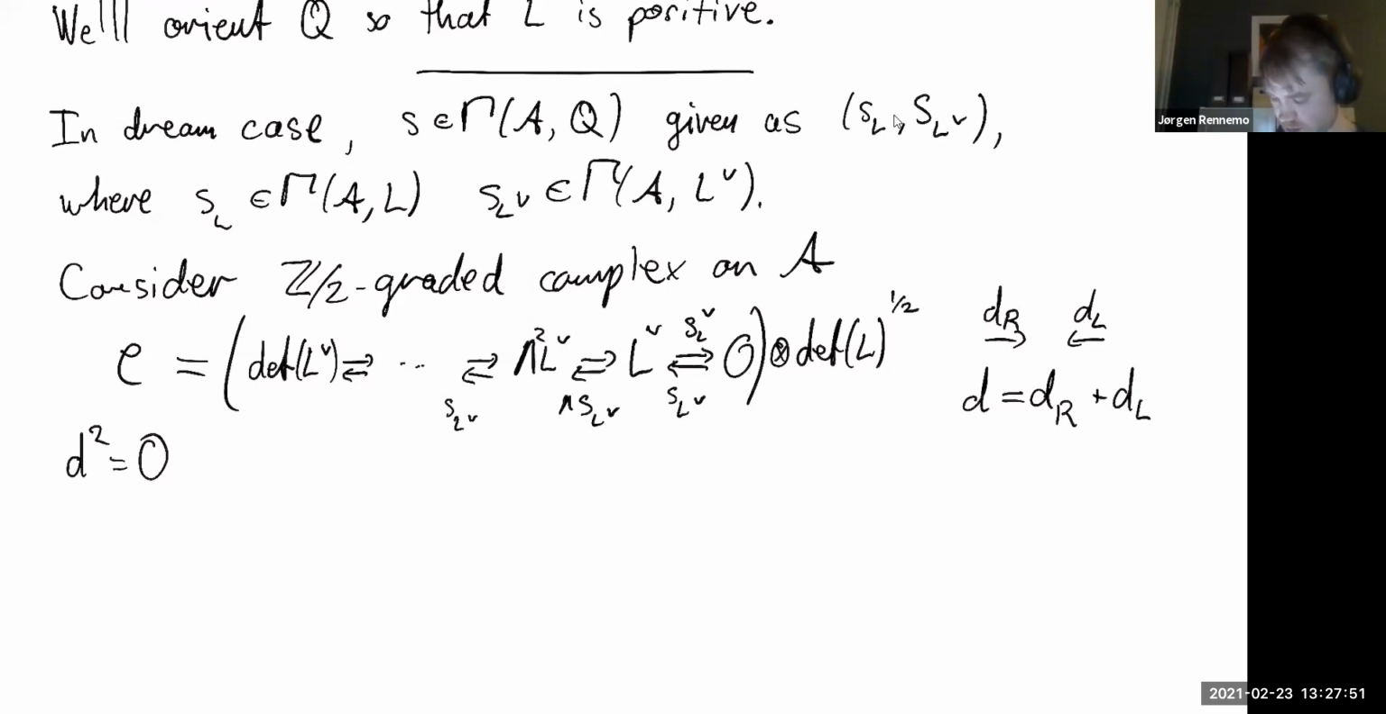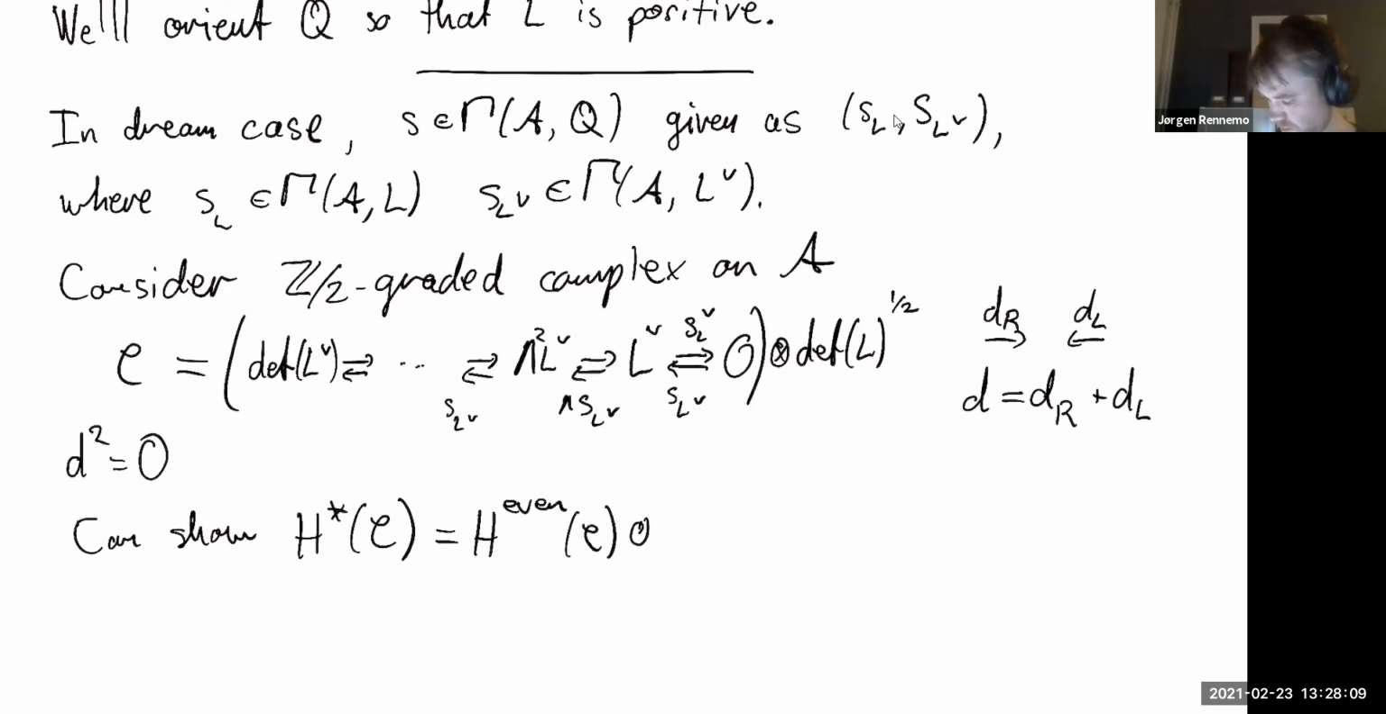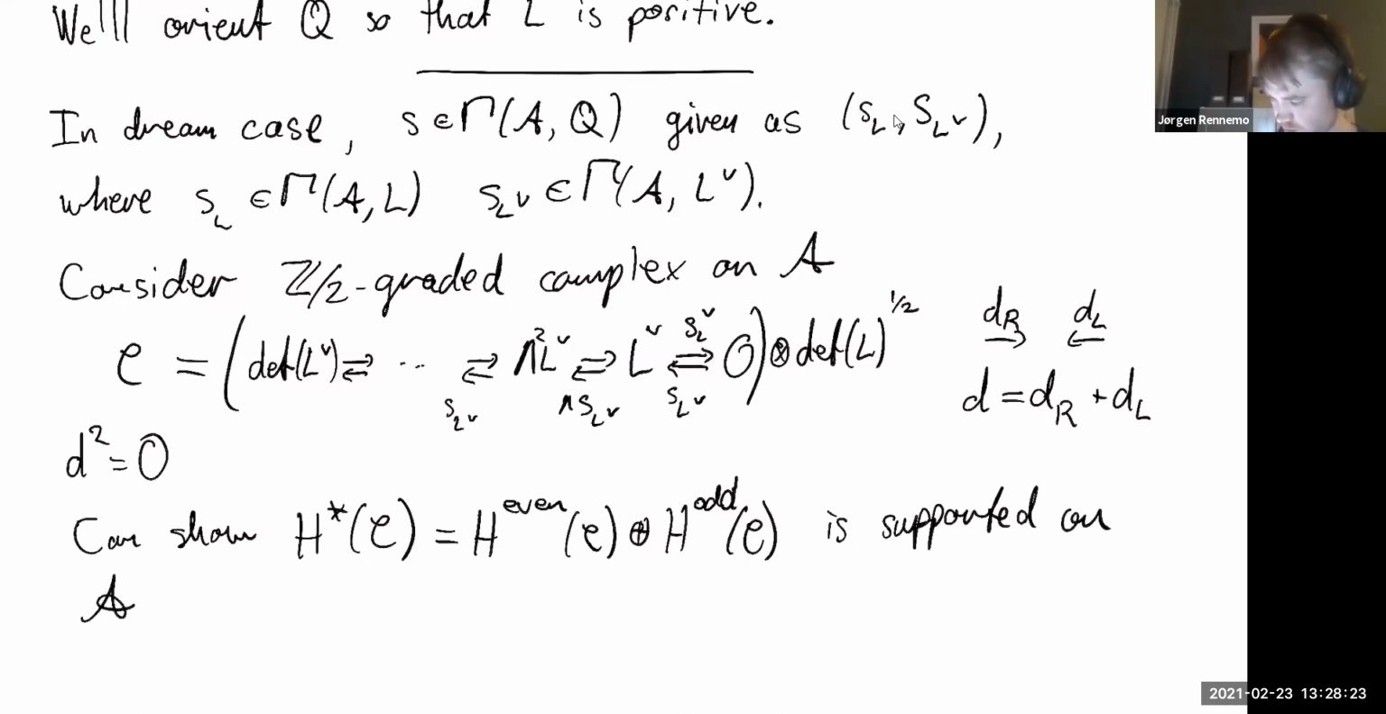Okay, so then we can check that, well, one can show that if you take the cohomology of this thing, so this is now just something which is even-odd graded, this thing is supported on M.